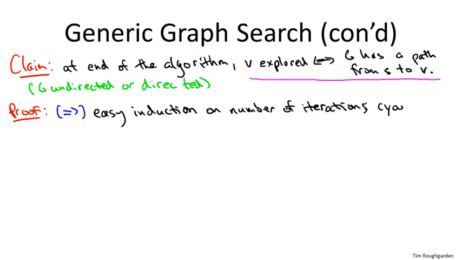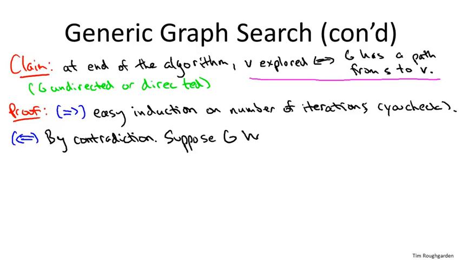So the important direction of this claim is really the opposite. Why is it that no matter how we instantiate this generic graph search procedure, it's impossible for us to miss anything? That's the crucial point. We don't miss anything that we could in principle find via a path. Well, we're going to proceed by contradiction. So what does that mean? We're going to assume that the statement that we want to prove is not true, which means that it's possible that G has a path from S to V, and yet somehow our algorithm misses it, doesn't mark it as explored, right? That's the thing we're really hoping doesn't happen. So let's suppose it does happen and then derive a contradiction.